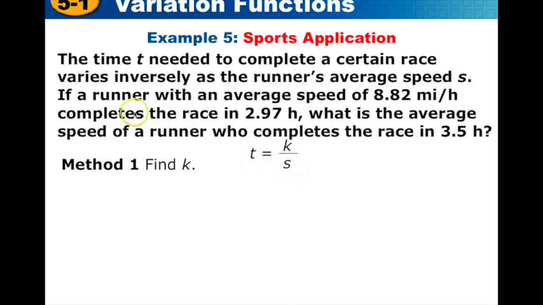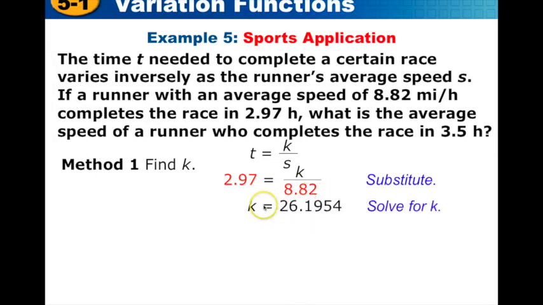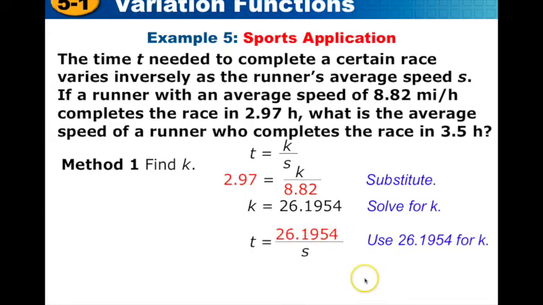Now we can plug in the things that they give us. They tell us that the time is 2.97 and that the speed is 8.82. Substitute in. Notice that in order to solve for k, we end up multiplying the two numbers together. Even though we started off with division, in order to solve, we have to multiply. And we get 26.19 for k.